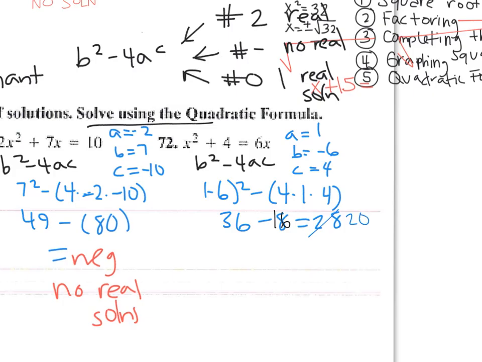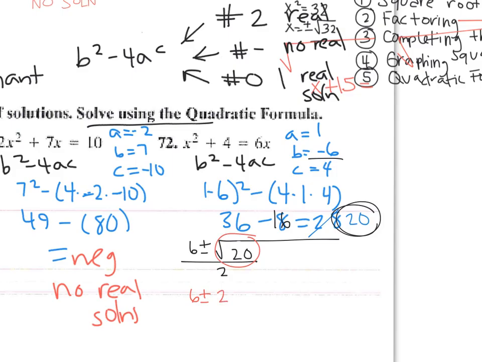So now I'm going to do negative b. So that's going to turn into a positive 6 plus or minus the square root of 20, because that right there is my discriminant. So it's 20 over 2a, which is just 2. So 20 can break down into 2 root 5, so it's 6 plus or minus 2 root 5 over 2.